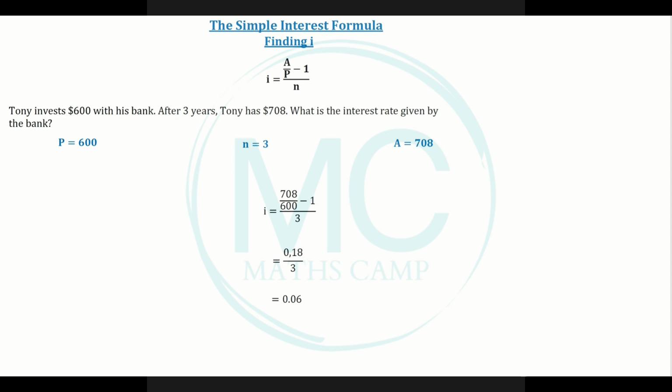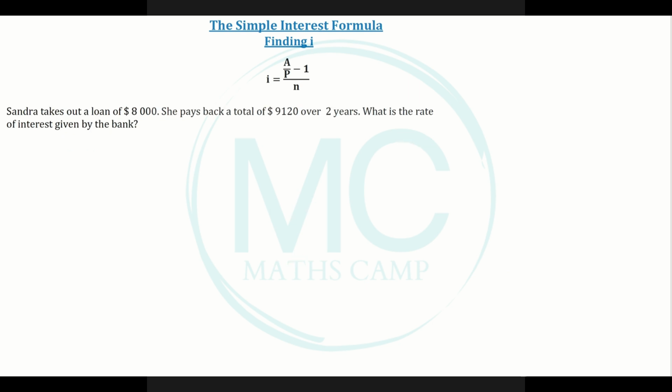And now to find the rate of interest, we can say 0.06 multiplied by 100, and we get an answer of 6%. This is the rate of interest the bank offers Tony. Let's do one more example.